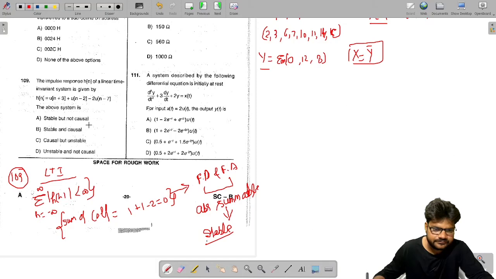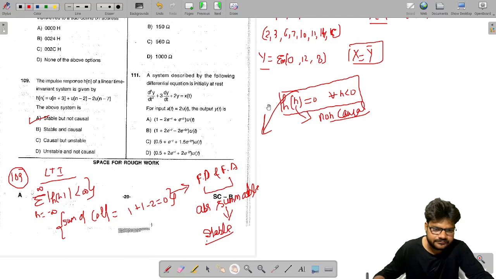Now let us comment on causality. Okay. So for causality we have to check whether Hn is 0 for all n less than 0. If this condition is true, then it is causal. But if you check this Hn, this is existing at minus 3, at 2 and 7, so it is existing at negative side also. So this is a left sided signal also, then we can say that the system is non causal. Okay, because it is not satisfying this condition, simple. So we can say the system is stable but not causal, so A is true.